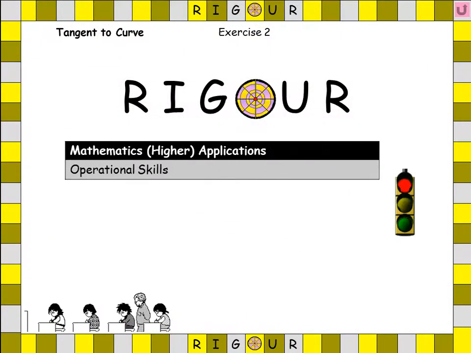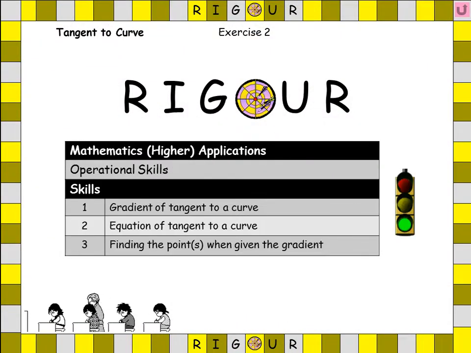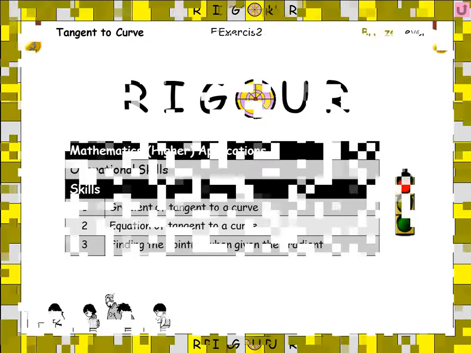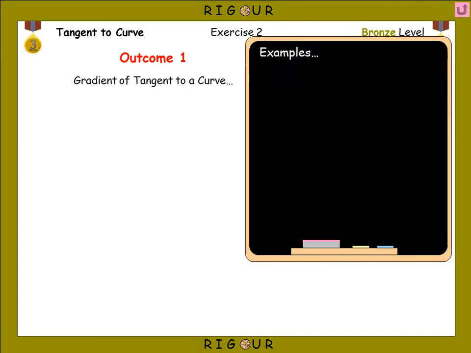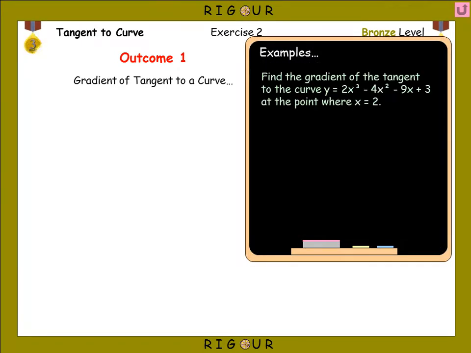So the three skills we're going to be developing in this module are calculating the gradient of the tangent to a curve, calculating the equation of the tangent to a curve, and finding the points when given the gradient. So first things first, calculating the gradient of the tangent to a curve. We're going to find the gradient on the curve y equals 2x cubed minus 4x squared minus 9x plus 3 at the point where x equals 2.